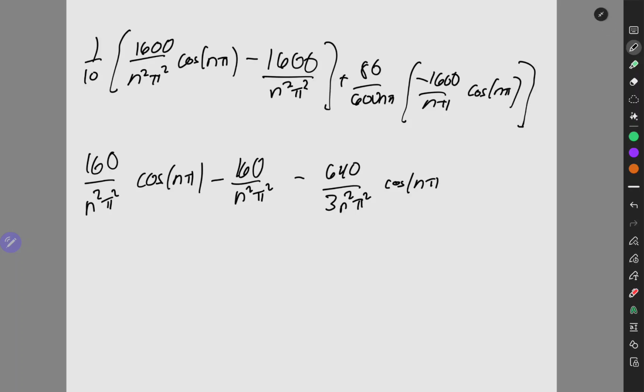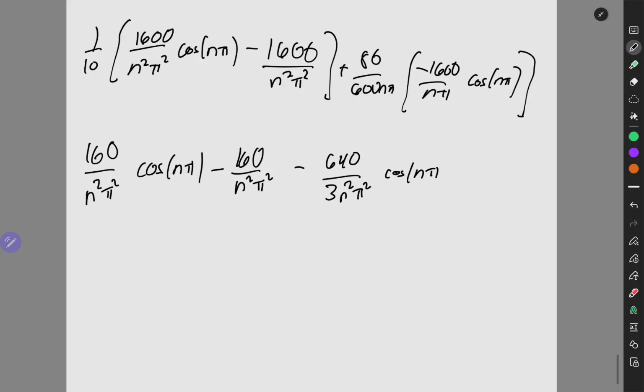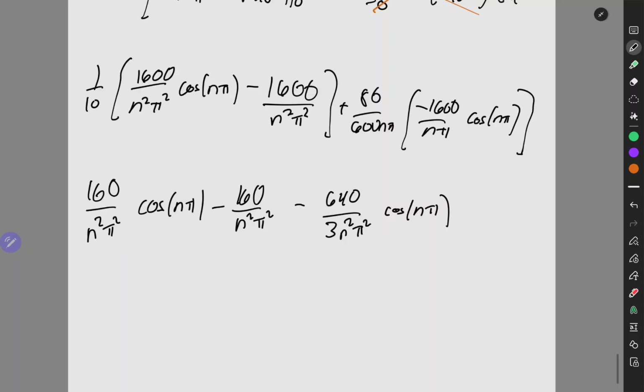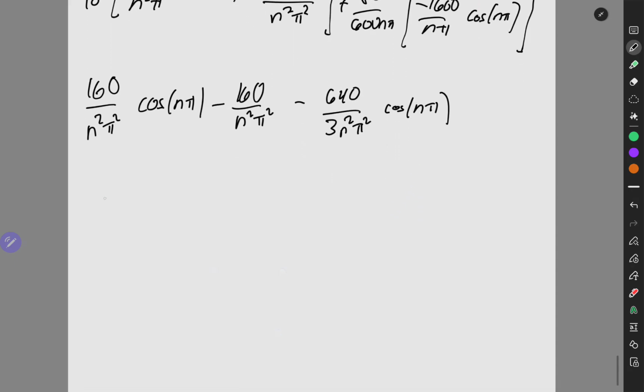Okay, so now, the reason why I didn't pull out the 1600 and the 160 over n squared pi squared, and you can rewrite that term over there for even and odd n. What I always recommend doing is writing it fully out. Because see how we have 2 cosine n pi's, we can combine these two terms. Like, what's 160 minus 640 over 3? It's negative 160 over 3. So our c sub n, this is going to be our final answer.